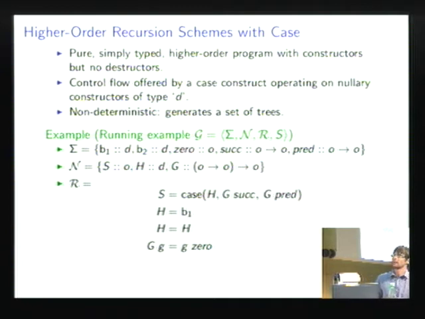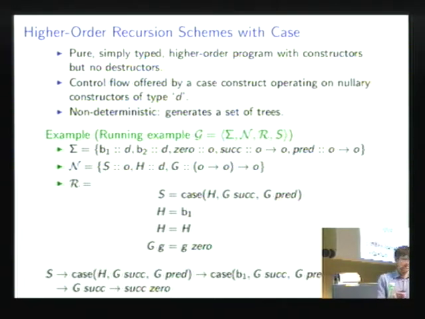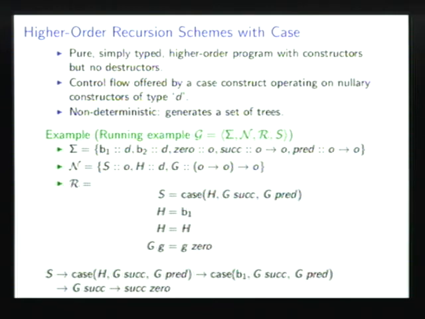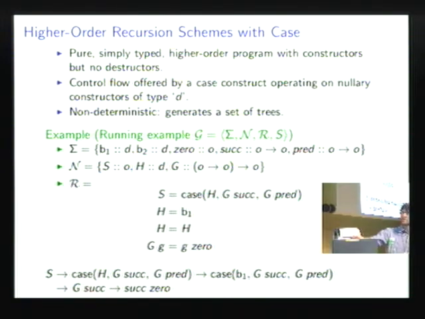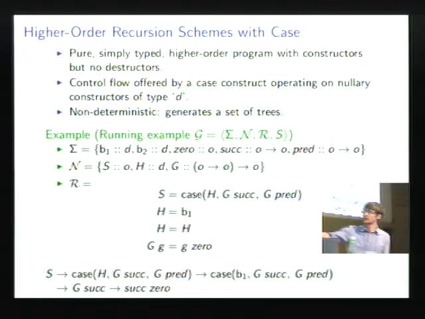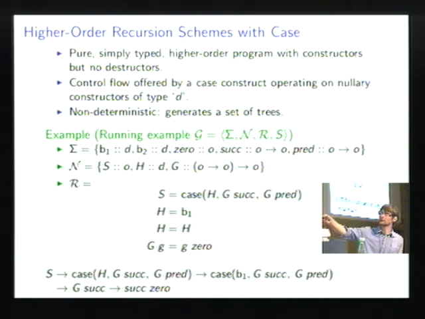To have an idea of how this program will reduce, I've done the reduction sequence for you here. This is one possible reduction sequence because, of course, it's non-deterministic. Starting from S, we rewrite to the right-hand side: case of H, G of suc, and G of pred. Then we reduce H. As it's not a member of the nullary constructors or the finite data domain yet, we have to reduce it. It reduces to B1 using this rule. Now, we can reduce to the first term because this scrutiny term is B1, and we get G of suc. Applying this rule, we then rewrite to suc of 0, and this is a tree generated by this HORSC.